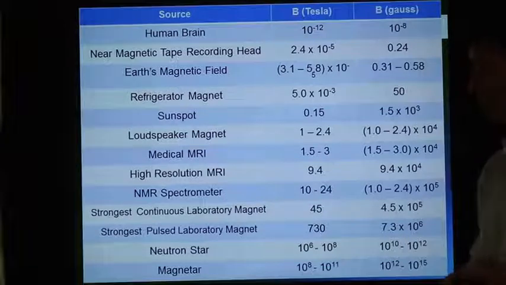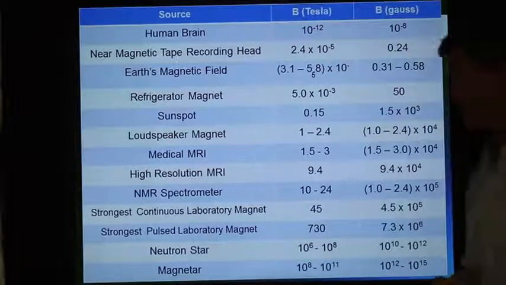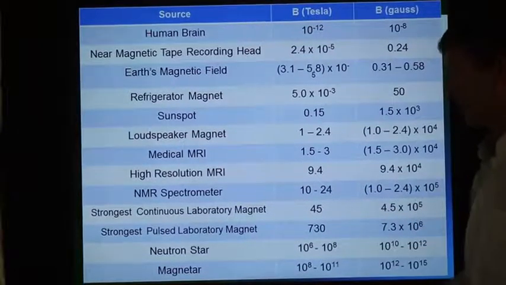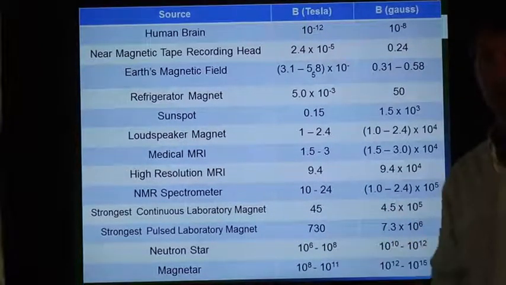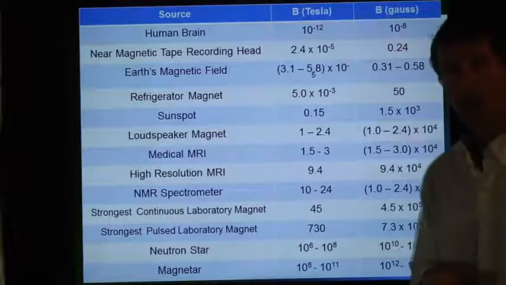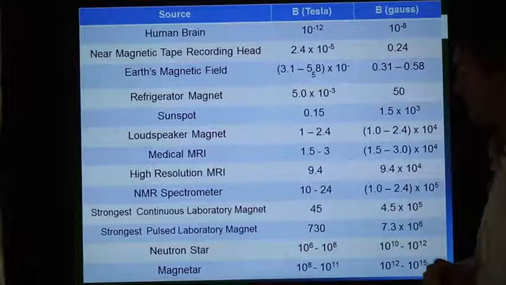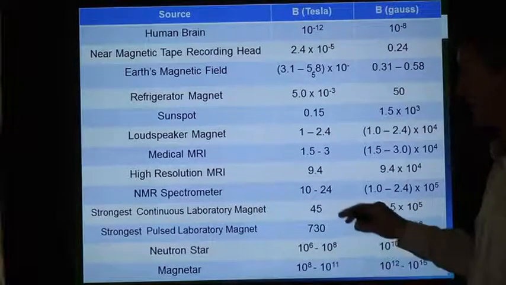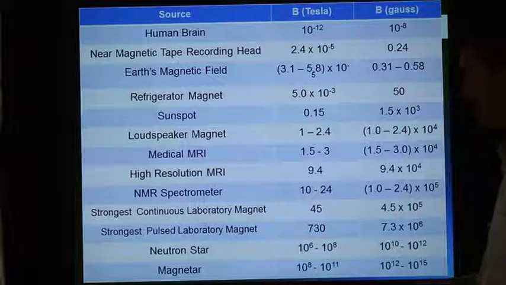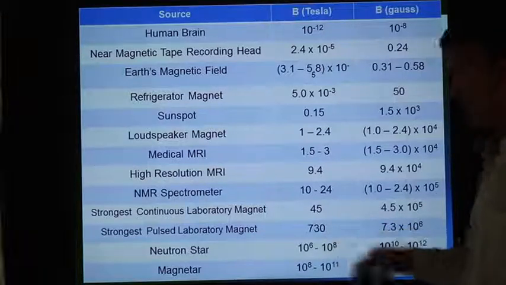NMR spectrometer, which is used to analyze molecular bonds, actually looks at the nucleus, and from the environment of the nucleus we can determine different aspects about bonds. Between 10 to 24 Tesla. The best superconducting magnets that we can really make in the lab are about 45 Tesla.